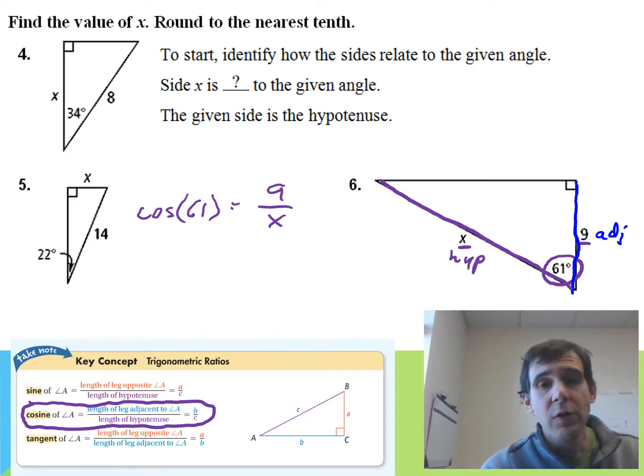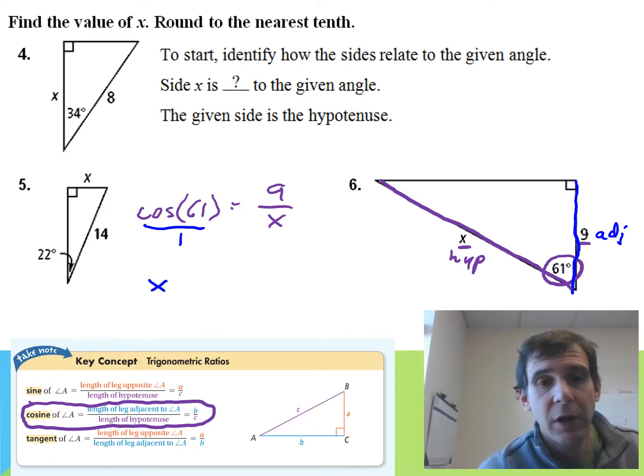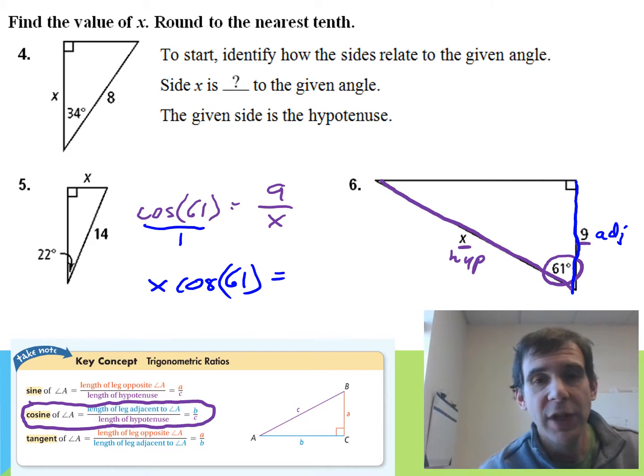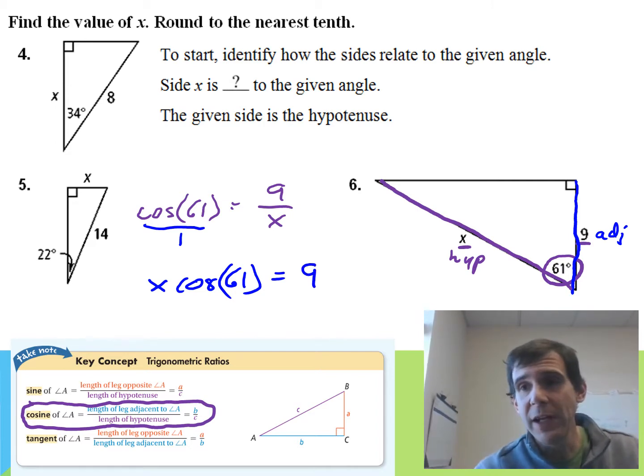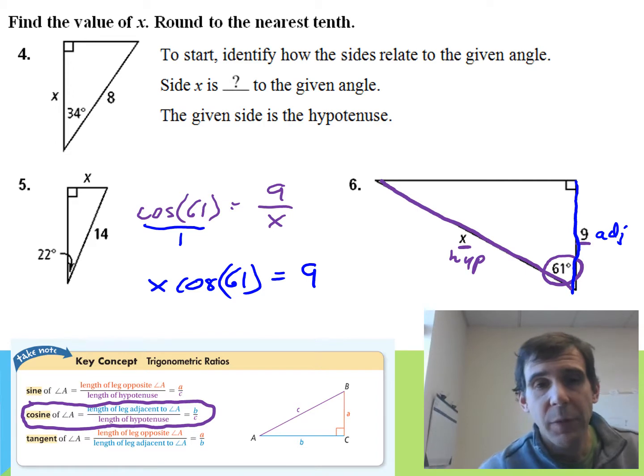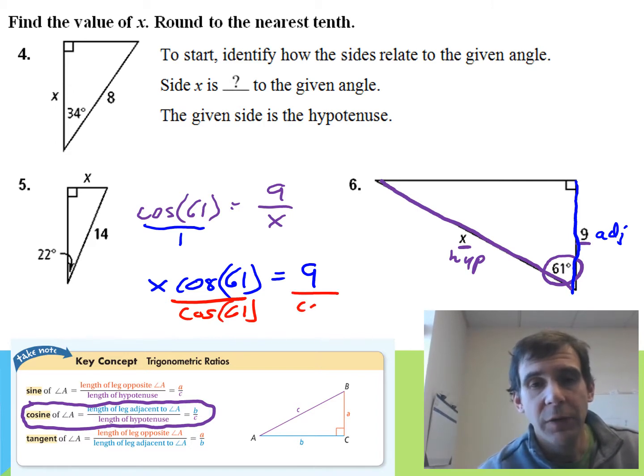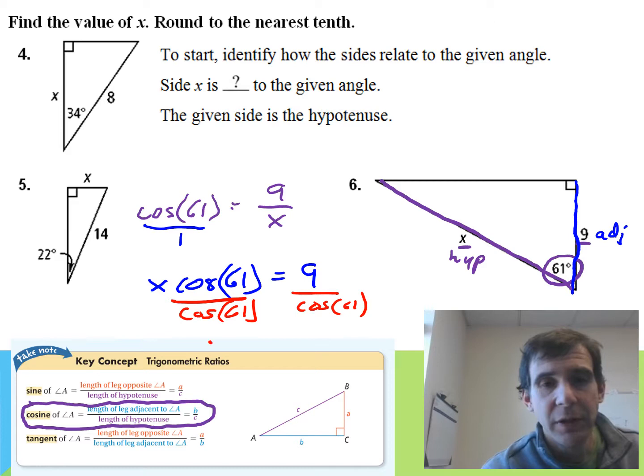So what we're going to do, let's just cross multiply again. Stick with what we're used to here. x times cosine of 61 equals 9 times 1. Okay, now we need to get x by itself. So we're going to divide both sides by the same thing, which is the cosine of 61. Now if you want to, you can figure out what the cosine of 61 is before you divide it, or you can just write it like this, either way. So we end up here with x equals 9 over cosine of 61.